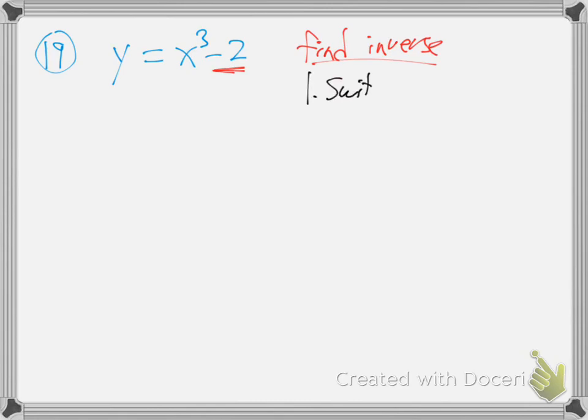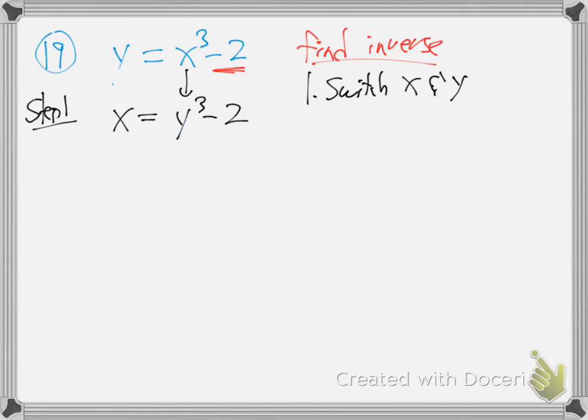Step 1, switch, invert, x and y. Because that's what an inverse function is. It's a switching of x's and y's. So let's do that first. So step 1, this y becomes x, and this x becomes y. We good so far? So you literally switch x and y. And then step 2, solve for y. Just get y alone. Just switch x and y, solve for y.